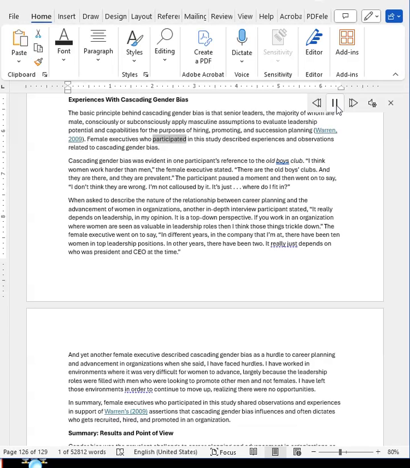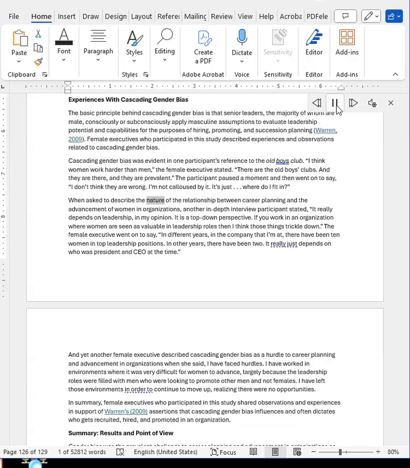Female executives who participated in the study described experiences and observations related to cascading gender bias. Cascading gender bias was evident in one participant's reference to the Old Boys Club. "I think women work harder than men," the female executive stated. "There are the Old Boys Clubs, and they are there, and they are prevalent." The participant paused a moment and then went on to say, "I don't think they are wrong. I'm not calloused by it. It's just, where do I fit in?"